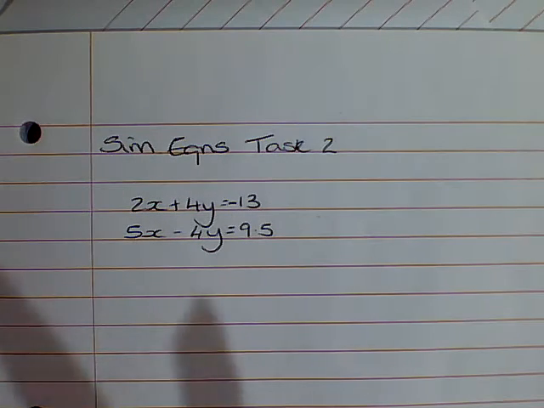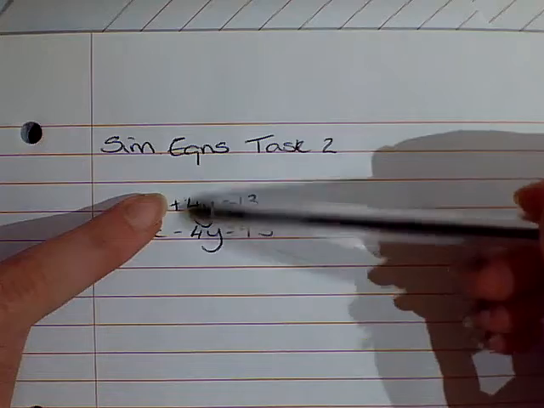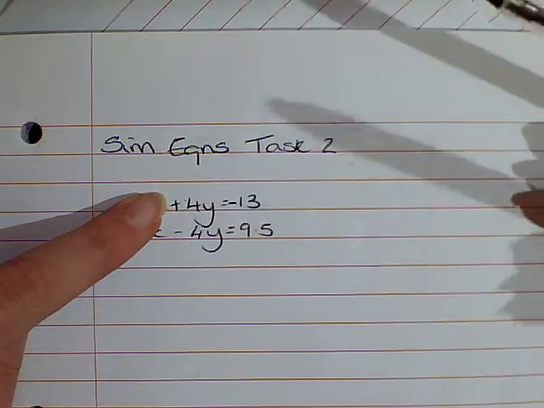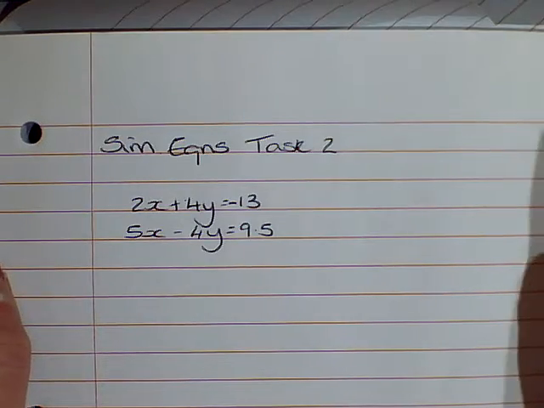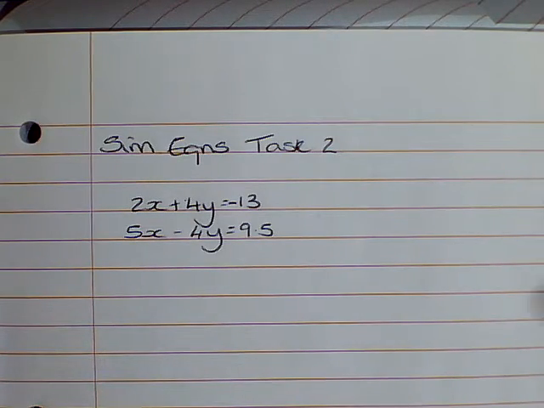Hello, so we've got simultaneous equations, and this one will help you with task 2. The only difference between task 1 and task 2 is that in task 1, these were both positive terms. In task 2, one is positive and one is negative. Now it's going to be the same steps that we do, but there is going to be a slight difference.